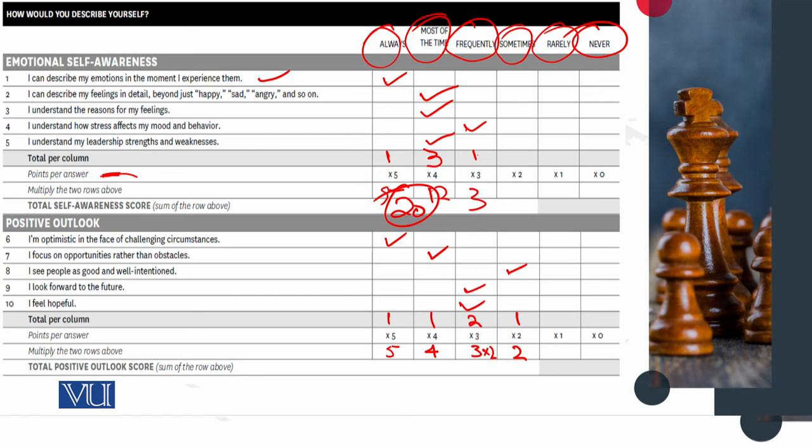So these are the things, these are the queries that we need to add up now. So we can go for that 6 and 2 are 8, 8 and 4 are 12. And 12 and 5 are 17. So, हमारे पास जो total positive outlook का score आ रहा है, that is 17.